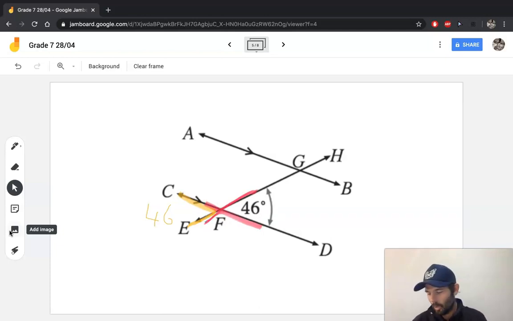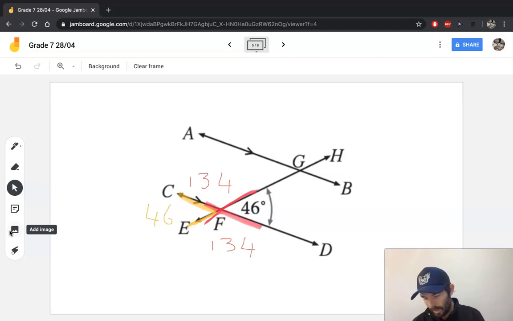So what do I add to 46 to get to 180? And that's 134. So that's 134. Okay, so your reasoning can be vertically opposite, or you could say straight line angles. Okay. Now that I have those answers worked out, I can go and use perhaps some alternate angles.